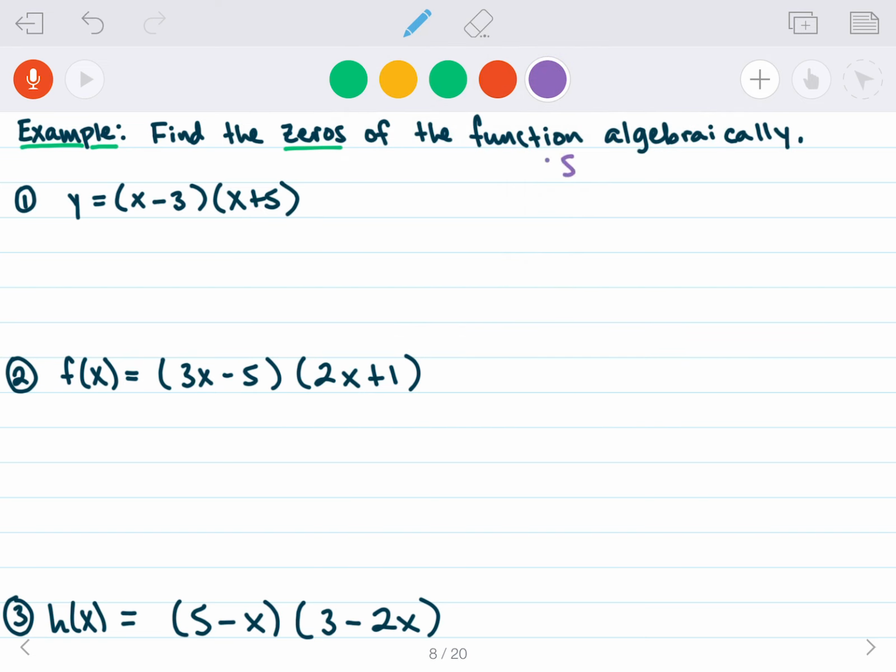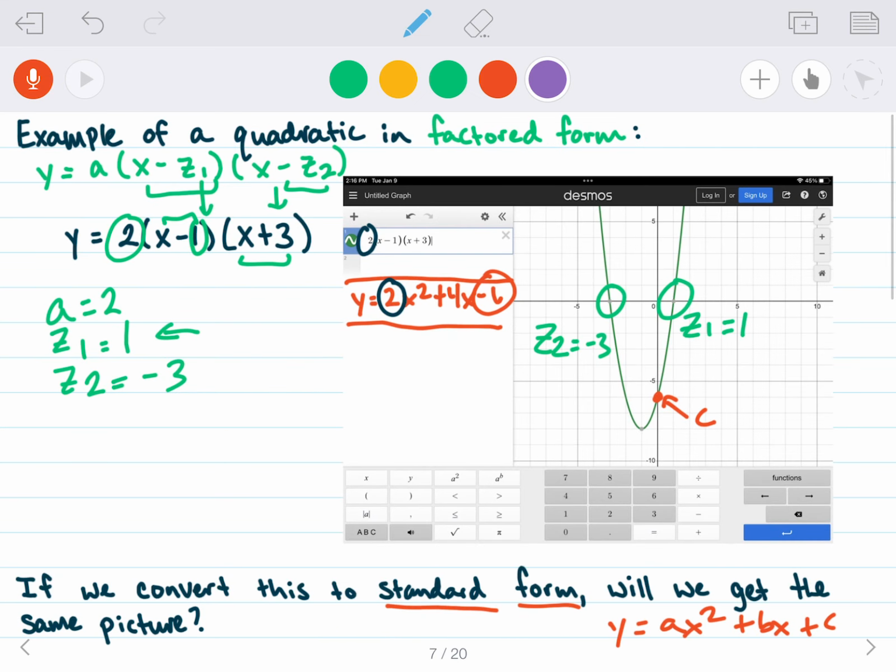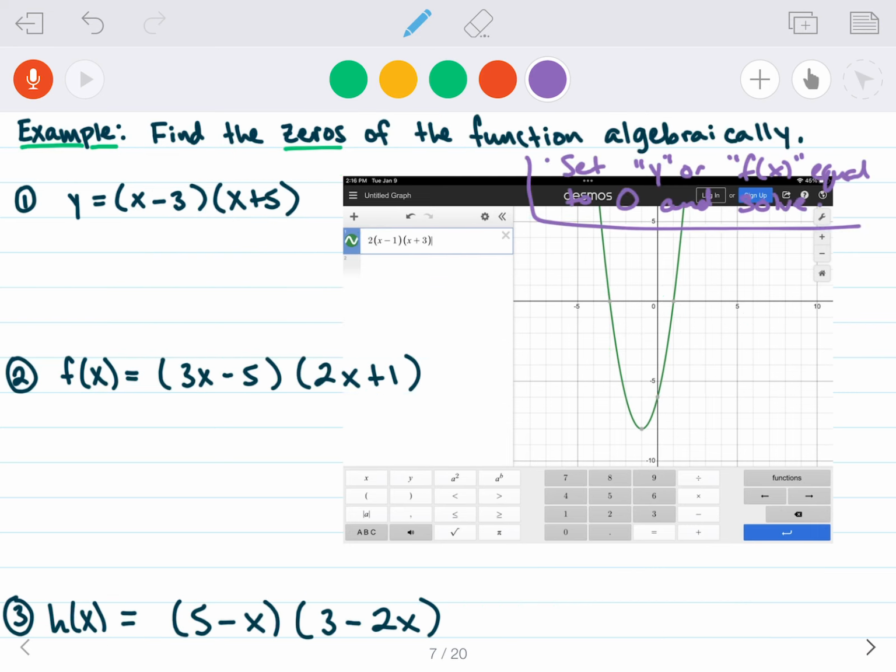We want to set y, or f of x, or whatever it is, the output, equal to 0, and solve. And I want this to be clear of why we're doing this. Why are we setting y equal to 0? Well, because what we're looking for are these points right here. Zeros occur when y is equal to 0. That's why we're doing this, okay?